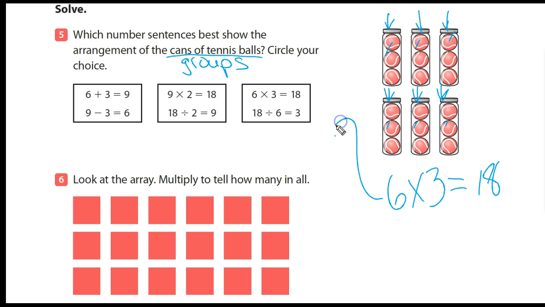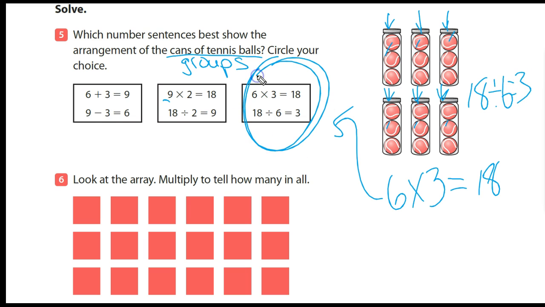Which one of these does it match? The middle one or the last one? This one right here. It matches. Okay. This one says that I have 9 cans. Do I have 9 cans? No, I only have 6. And my total would be 18 divided by, well, I have 6 cans equals 3. So this would be it, my answer.